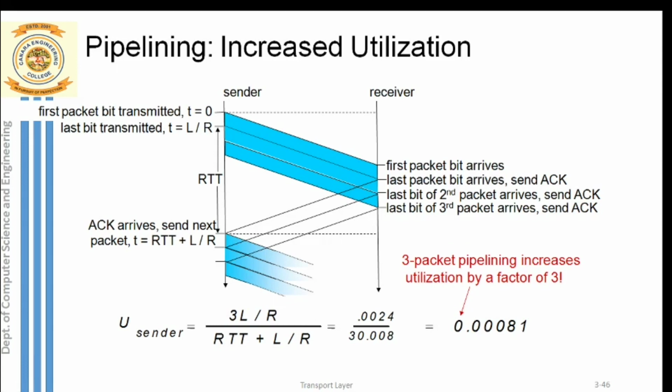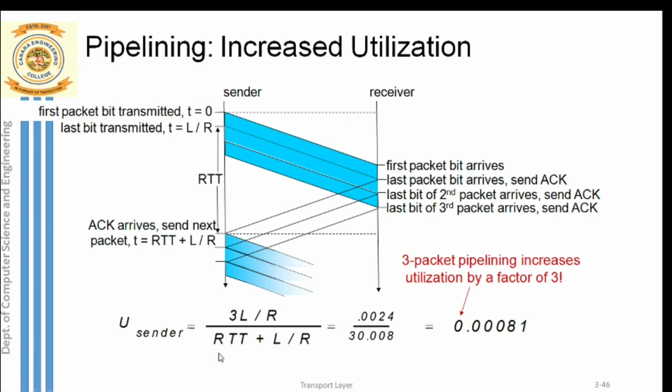By doing this, you can see the sender's utilization is increased. How is it increased? Sending one packet at a time is denoted as L by R, but here you are sending 3 packets at a time, which can be denoted as 3 into L by R. So 3L by R divided by the denominator, where the propagation delay remains the same.